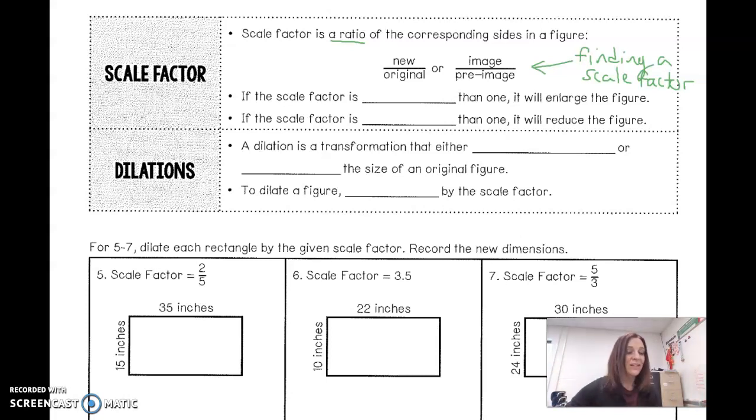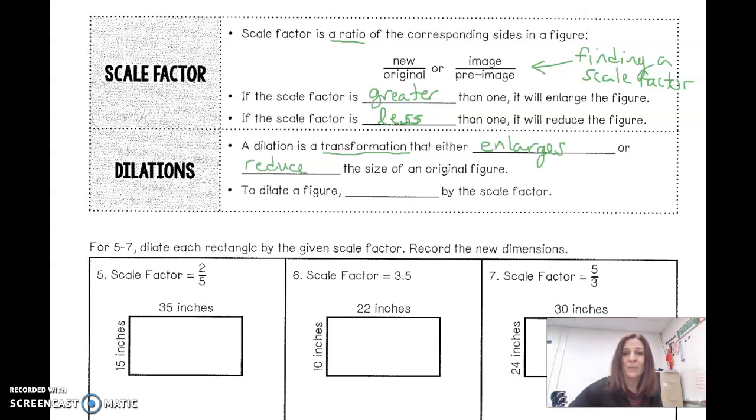If the scale factor is greater than 1, the figure's getting bigger. If the scale factor is less than 1, remember we talked about between 0 and 1, it's going to reduce the figure. It's getting smaller. So that's a scale factor. A dilation is a transformation that either enlarges, meaning makes bigger, or reduces the size of the original figure.